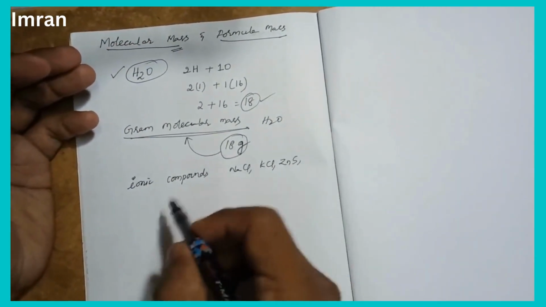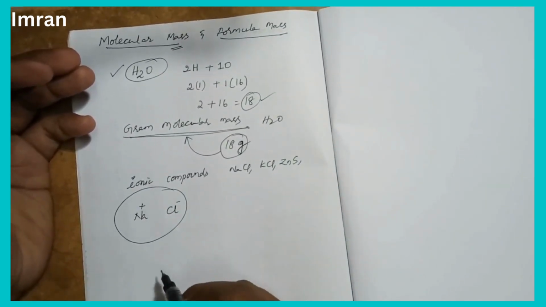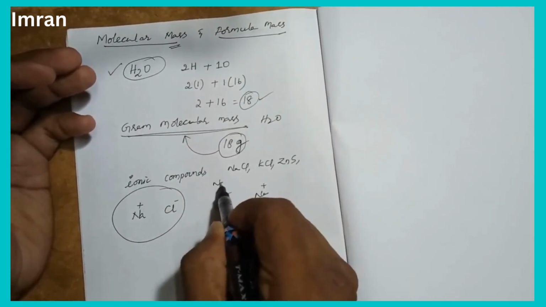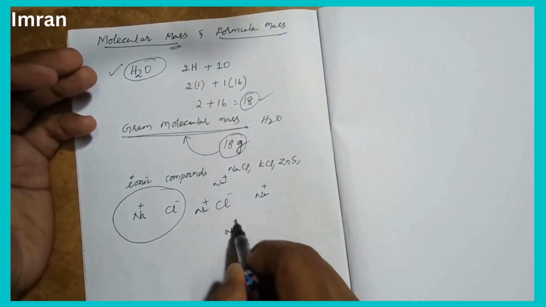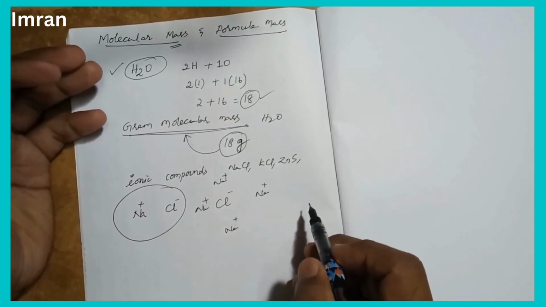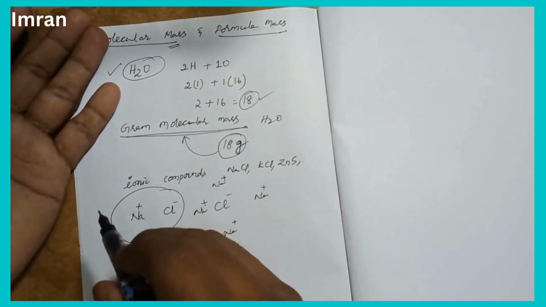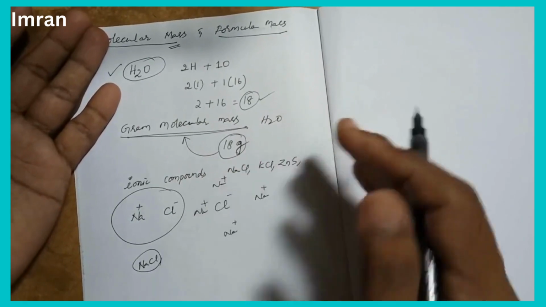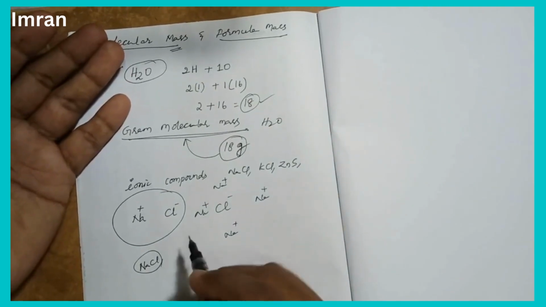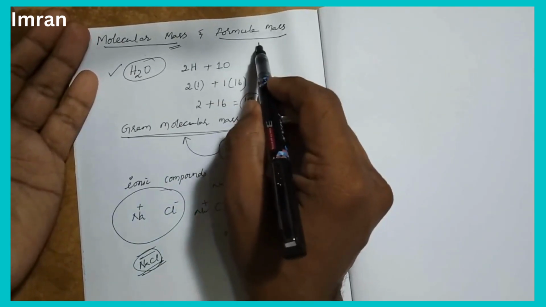We know that every sodium ion is surrounded by 6 chloride ions in a crystal lattice, and similarly every chloride ion is surrounded by 6 sodium ions around it. So in such cases we use the formula mass instead of molecular mass. Like the molecular mass is calculated, similarly formula mass is calculated. There is not much difference in calculating the molecular mass and formula mass.